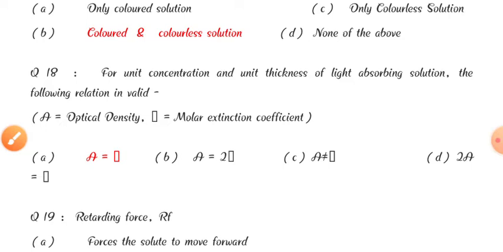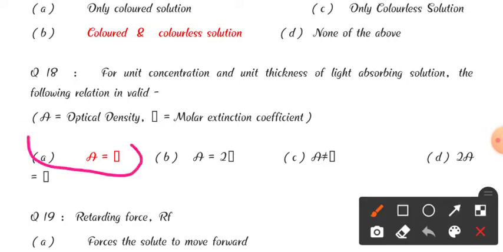Now next question, question number 18. For unit concentration and unit thickness of a light absorbing solution, the following relation is valid: A is equal to optical density, and this is equal to the molar extinction coefficient. So that is option number A. Option number A is the correct answer, friends.